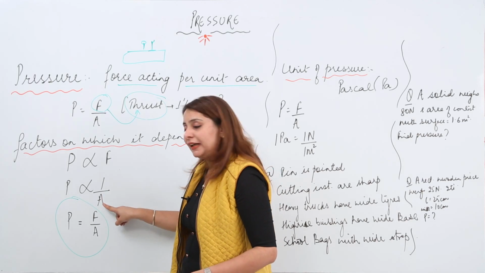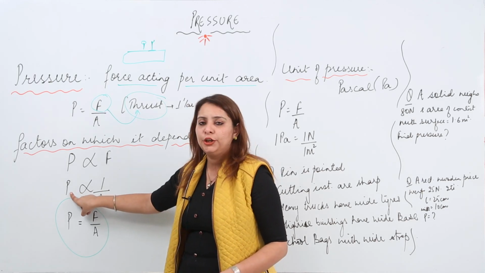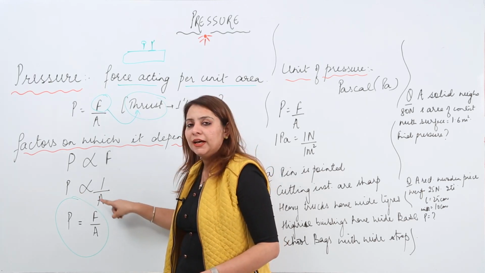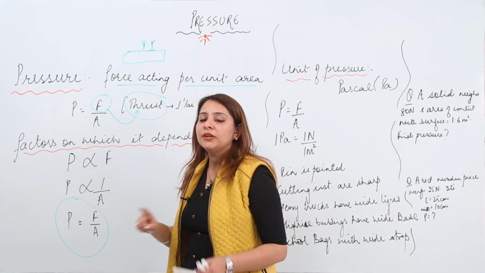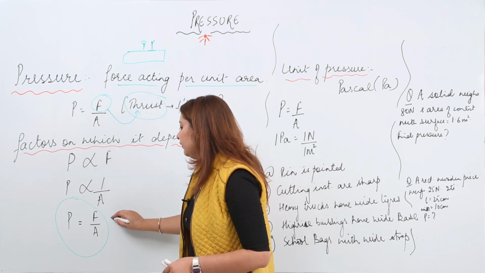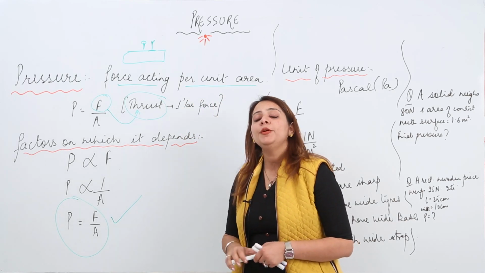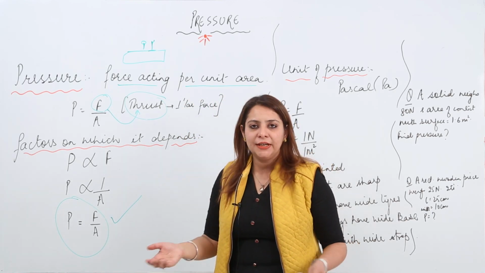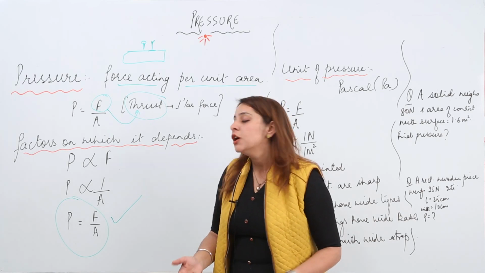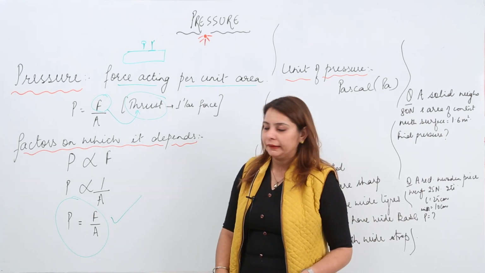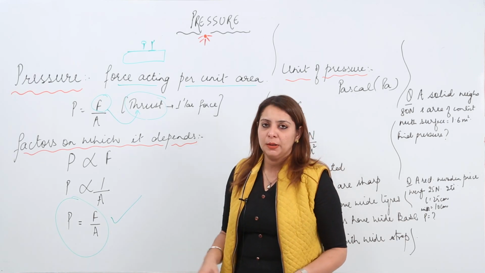That means if we increase the area, the pressure will get reduced, and if we decrease the area, then the pressure will be high. So it is inversely proportional, and that is why we get the formula P is equal to F upon A. We won't be writing thrust here, or you can even write thrust, but thrust is a force, so you can write the force directly. So this is what pressure is about.